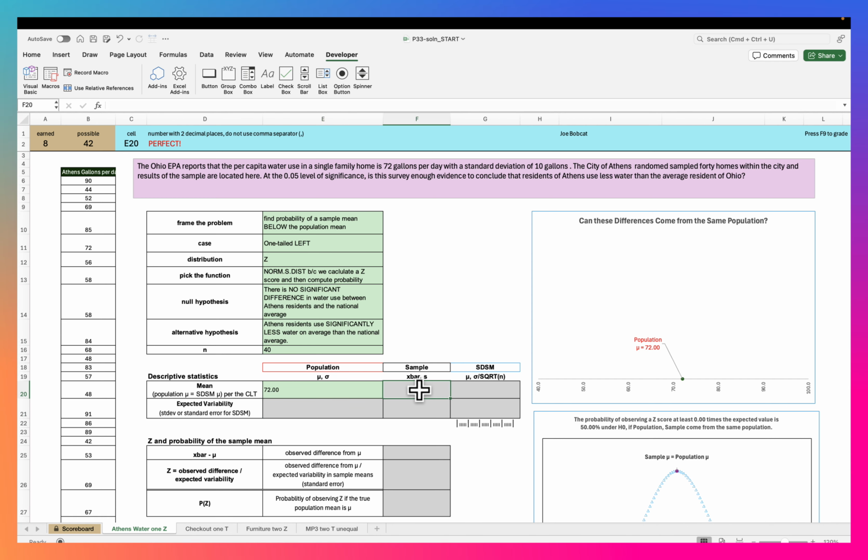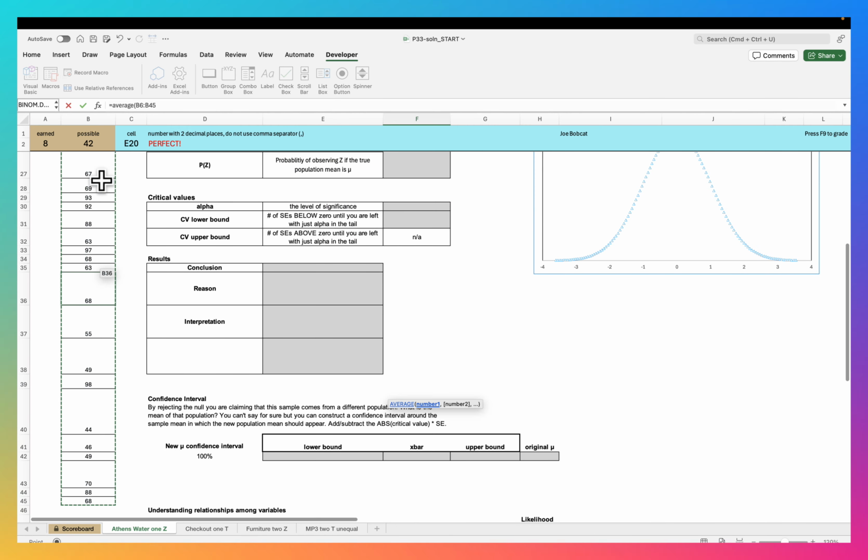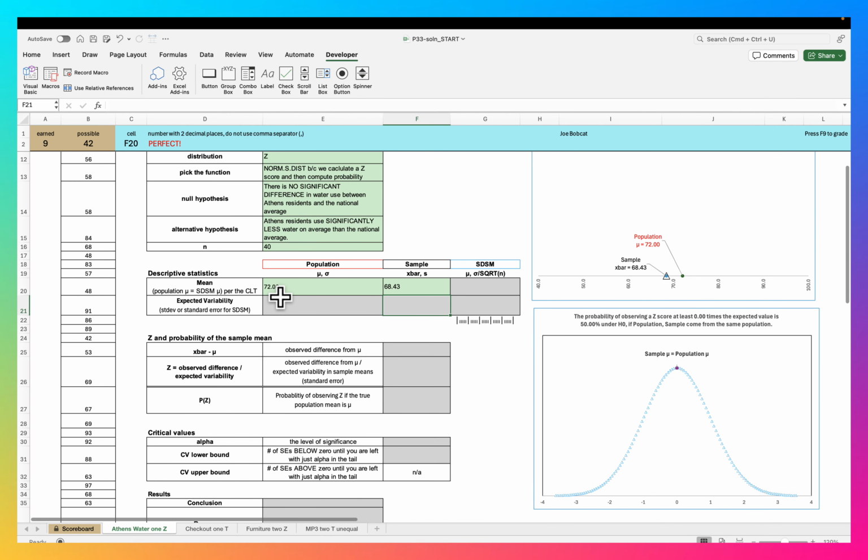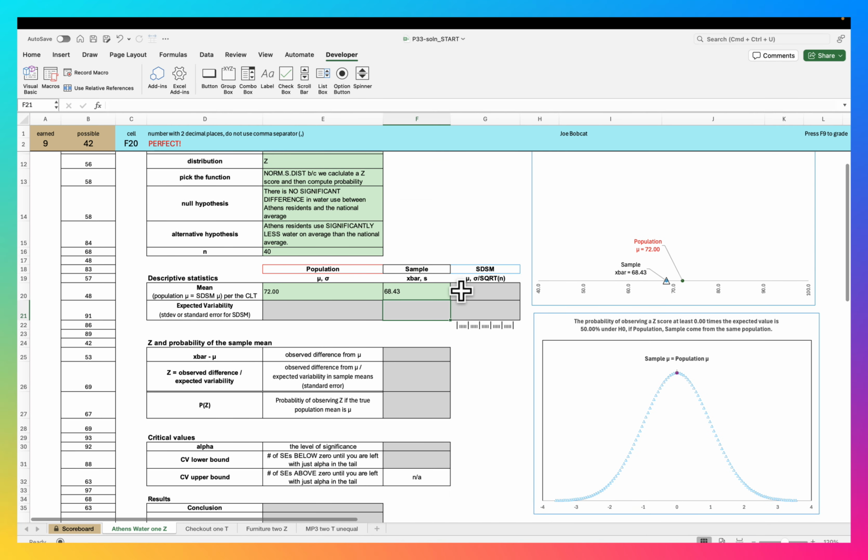What's the mean of the sample? That's going to be the average of all these. And then the last question is, what's the mean of the sampling distribution of sample means? Well, if you look at this little note here, it says that the population mean is equal to the sampling distribution of sample means, mu, per the central limit theorem. So it means it's actually going to be this one. So we'll just say it equals that one.